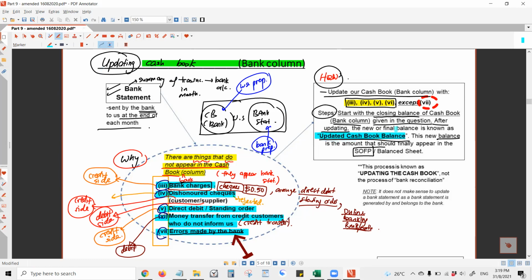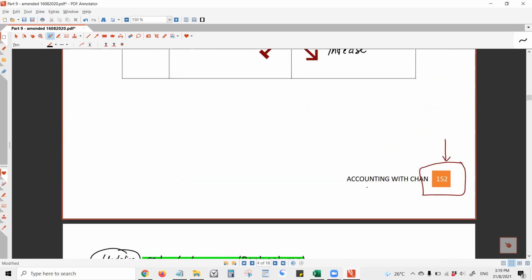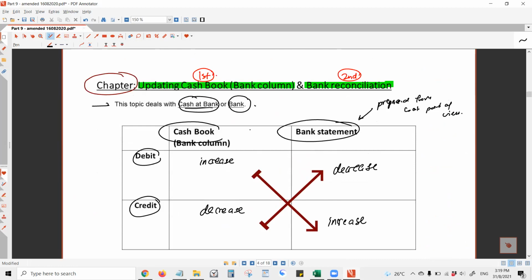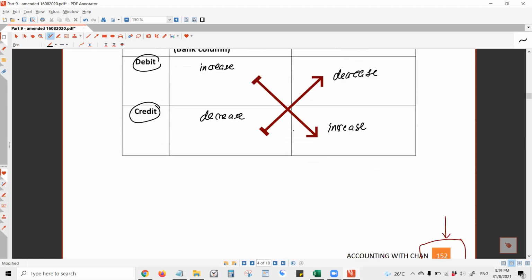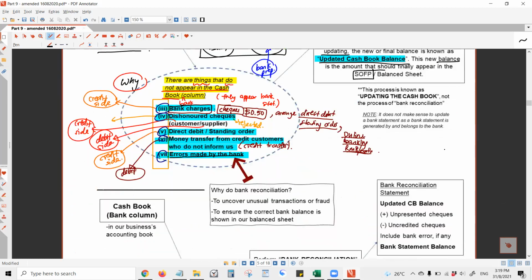Okay, so now let me show you through a question. You have learned the first half of the topic, which is about updating the cash book bank account. After we have practiced this, then only I guide you on how to do bank reconciliation, the bank reconciliation statement. Now let's see a question.